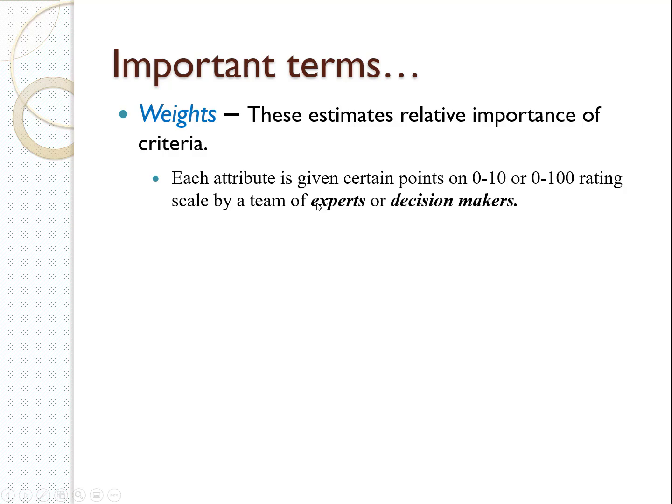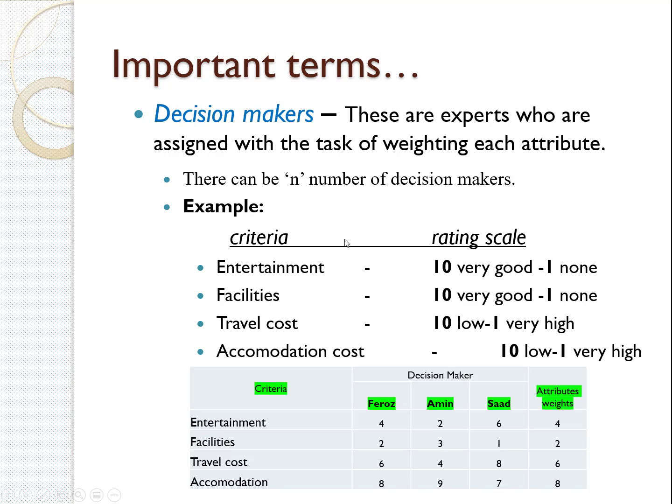Now if you want to consider this problem, and consult decision makers, those who have already visited those areas, you will collect data. How will you collect data? You need to design a questionnaire, then design questions, then collect the data. For example, in our case, we have 3 different decision makers. These are experts who are assigned the task of weighting each attribute. In our case, attributes are the criteria.